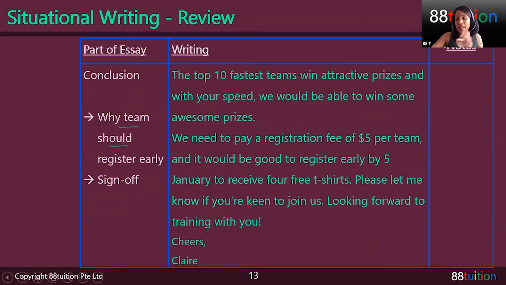Okay, basically, before you even go to that, talk about the prizes, right? The prizes will entice him to join you, right? The top 10 fastest teams win attractive prizes, and with your speed, we will be able to win some awesome prizes. Okay, then now you talk about why you need to register early. We need to pay a registration fee of $5 per team, and it will be good to register early by 5th January to receive 4 free t-shirts.